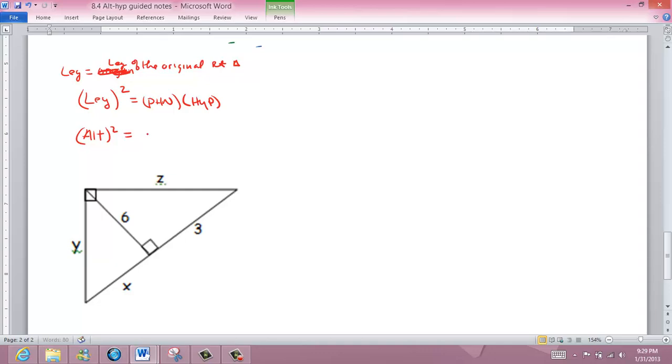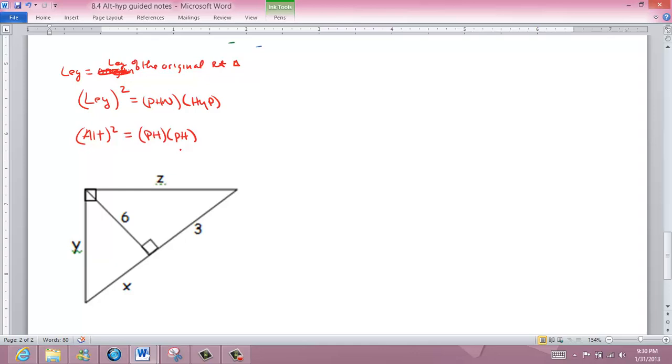Altitude squared equals piece of the hypotenuse times piece of the hypotenuse. So why is this valuable? Well, in a typical proportion, if we cross multiply, we want to find one variable. Sometimes it's not easy to find a lot of information. So these formulas limit the number of pieces we need to know in order to find missing information.